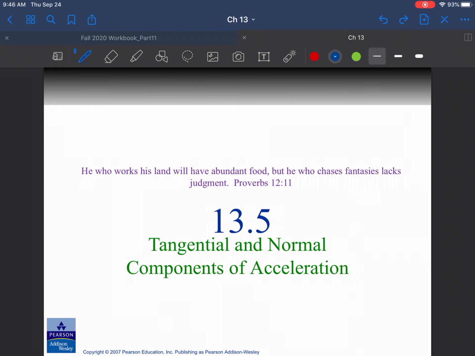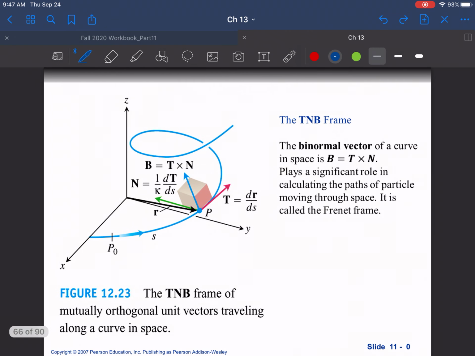All right, let's go ahead and try 13.5. This will be my second time going through this video. I just recorded the whole thing and then it didn't record, so let's go ahead and try this again. I have a lot of stuff already written out.